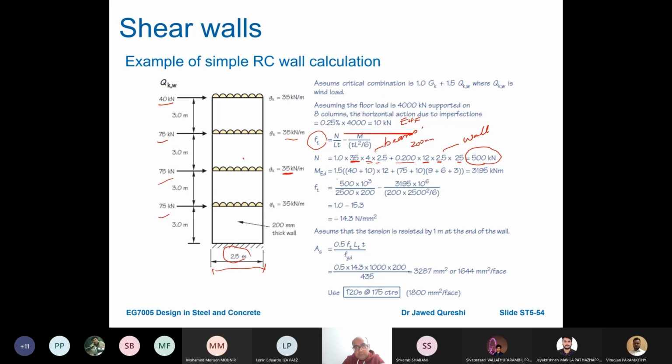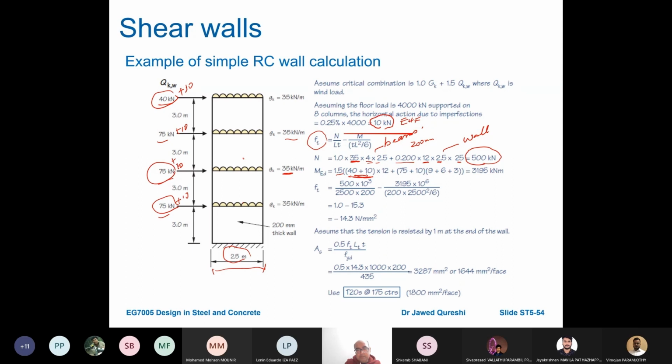And then you have MED, which is the design wind loading. We have multiplied it with 1.5 as a factor. The 10 that you see here is the equivalent horizontal load, so we are adding this 10 to this. So 40 plus 10, 75 plus 10, again here 75 plus 10, again here we will add this up. When you add it up and multiply it with 1.5, that will give you the factor.